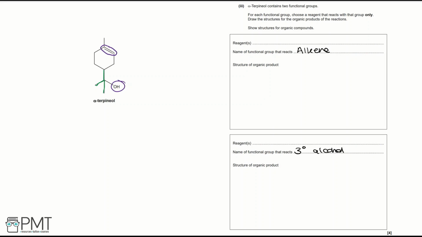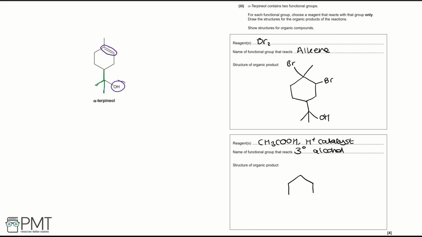So firstly, let's look at the reagents for an alkene. We can react this with bromine, or Br2, and that would be an electrophilic addition mechanism. We would get rid of our alkene functional group, and we would get a bromine attached to either side, but the rest of the molecule would stay the same. So this is our product that we would get with an alkene reacting with bromine. Then for a tertiary alcohol, we could react with CH3COOH and an acid catalyst. So this is esterification with ethanoic acid. That means we're going to produce an ester where our alcohol group was. So the rest of the molecule stays the same, but our alcohol group becomes an ester. If we drew the ester link here, this is what our organic product would look like.